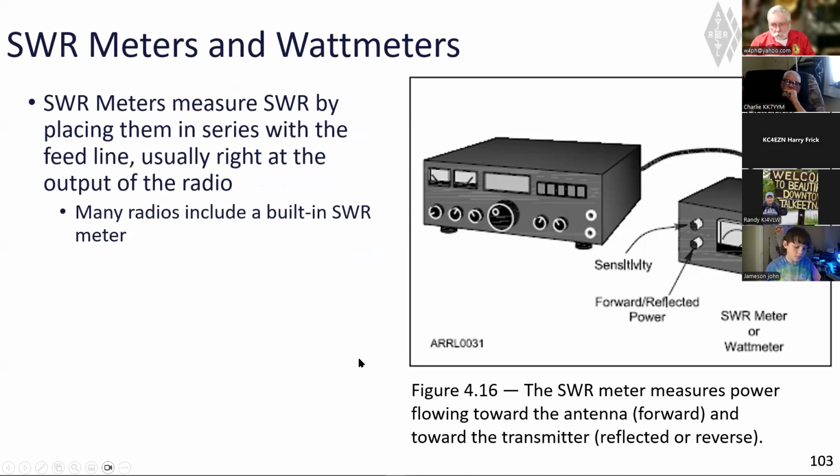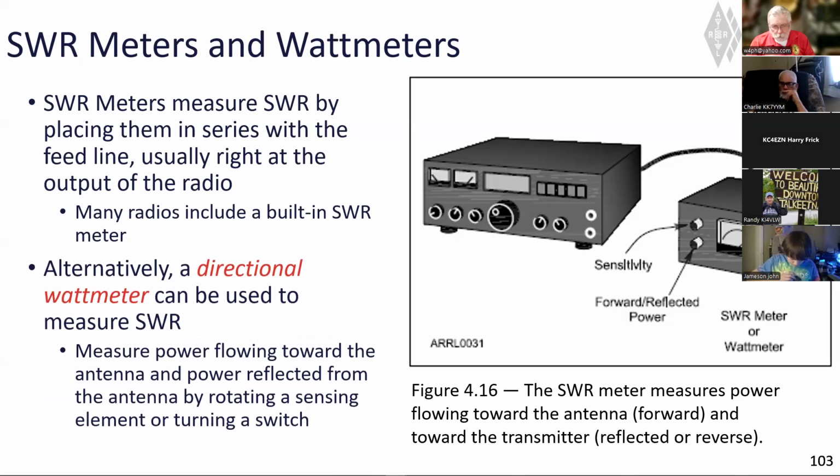SWR meters and watt meters. SWR meters measure standing wave ratio by placing them in series with the feed line, usually right at the output of the radio. Many radios include a built-in SWR meter. Alternatively, a directional watt meter can be used to measure SWR. It measures power flowing toward the antenna and power reflected from the antenna by rotating a sensing element or turning a switch.